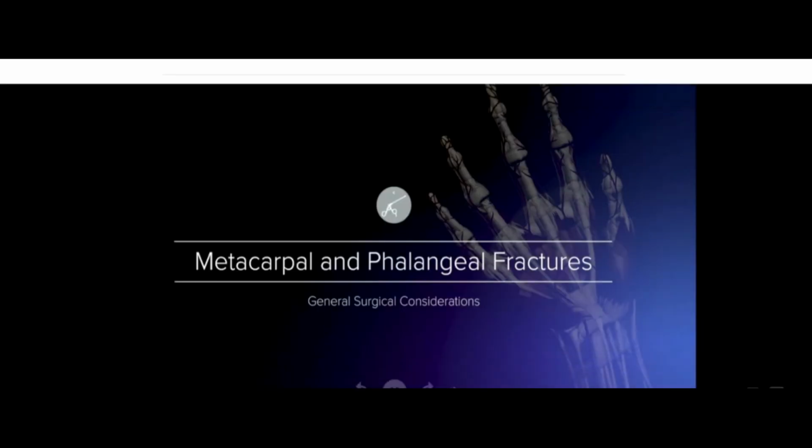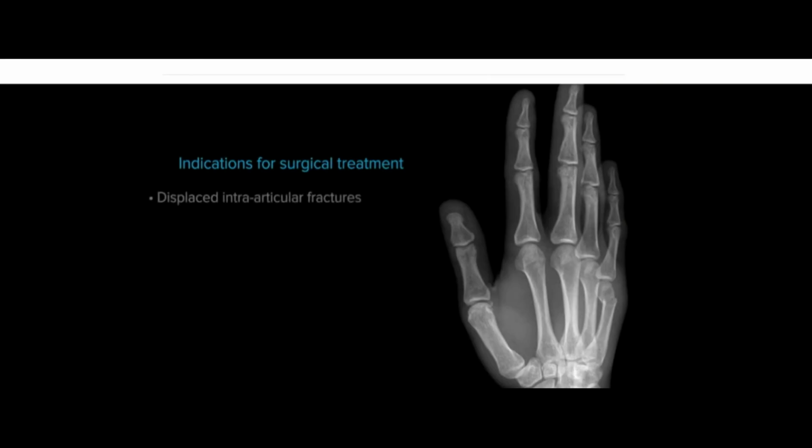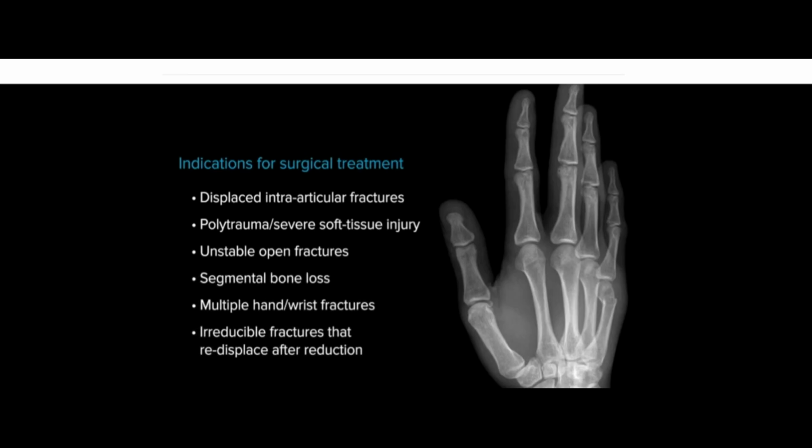A discussion on the general surgical considerations in the treatment of metacarpal and phalangeal fractures. Indications for surgical treatment include displaced intra-articular fractures, polytrauma, severe soft tissue injury, unstable open fractures, segmental bone loss, multiple hand or wrist fractures, and irreducible fractures that redisplace following reduction, or which are subacute greater than 3 to 4 weeks from injury.